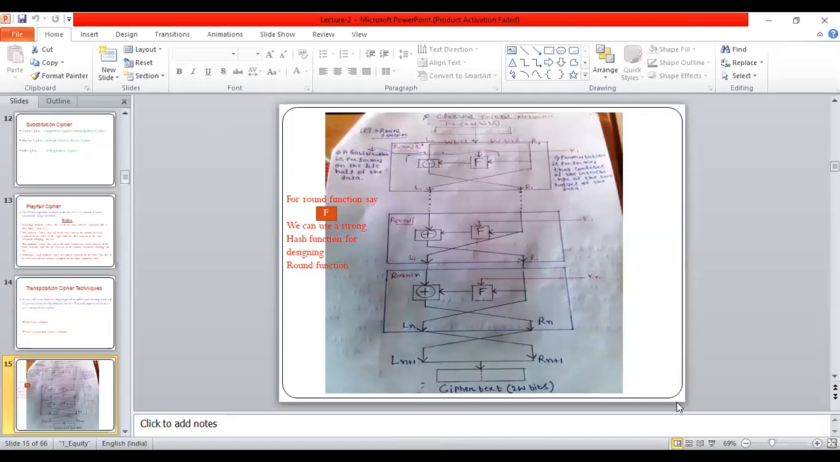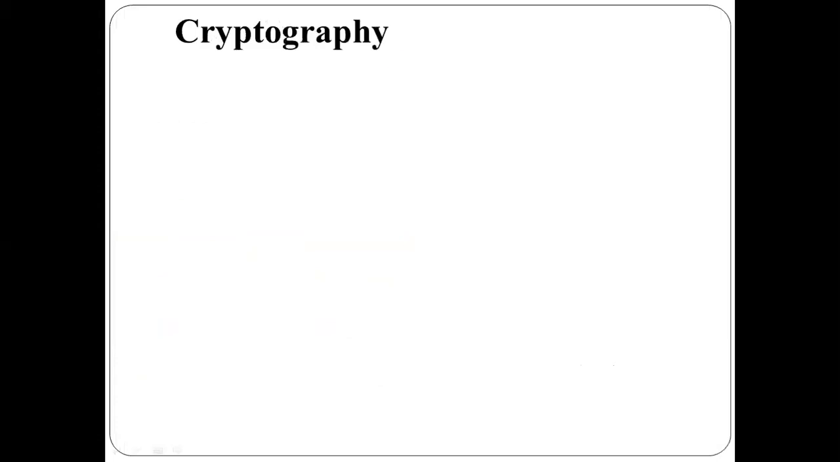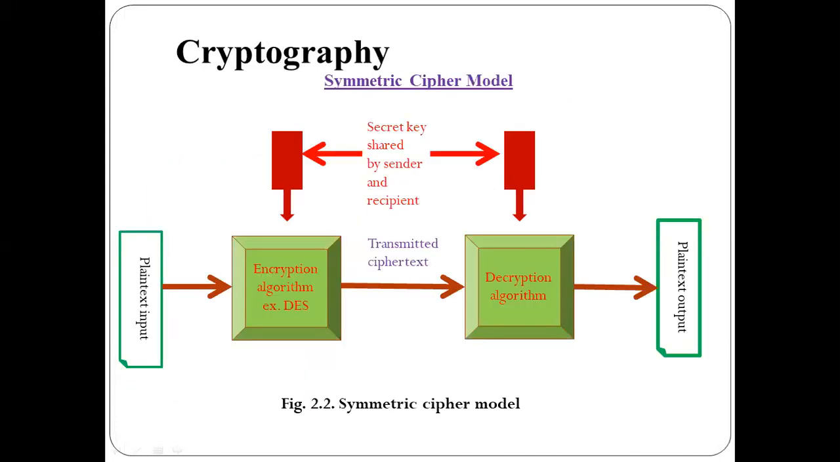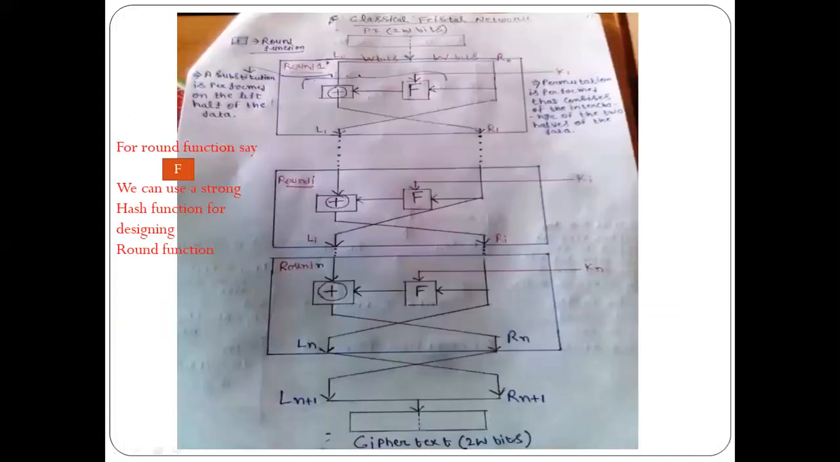the classical Feistel structure. In this classical Feistel structure, as you can see here, for explaining this thing, I'm just putting the glass board here. This is the glass board. Now I can write something.